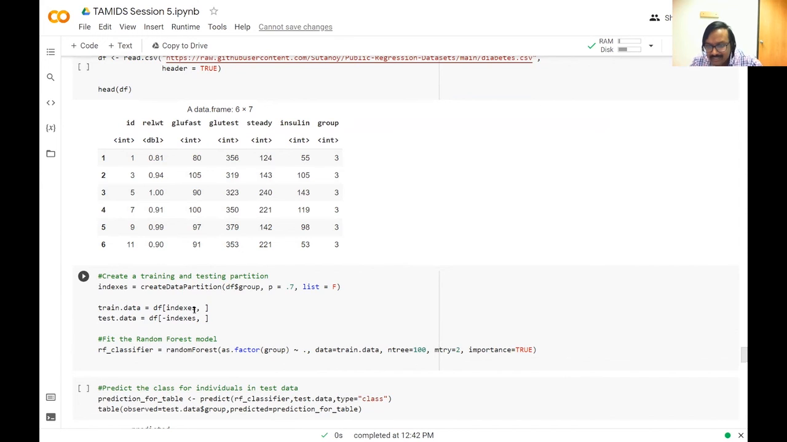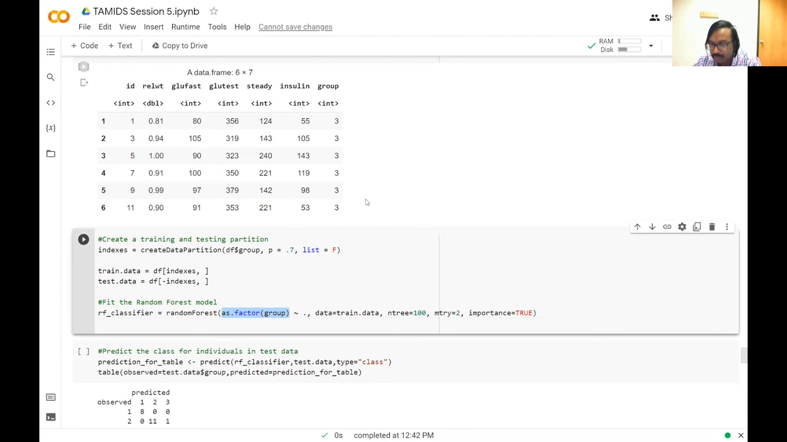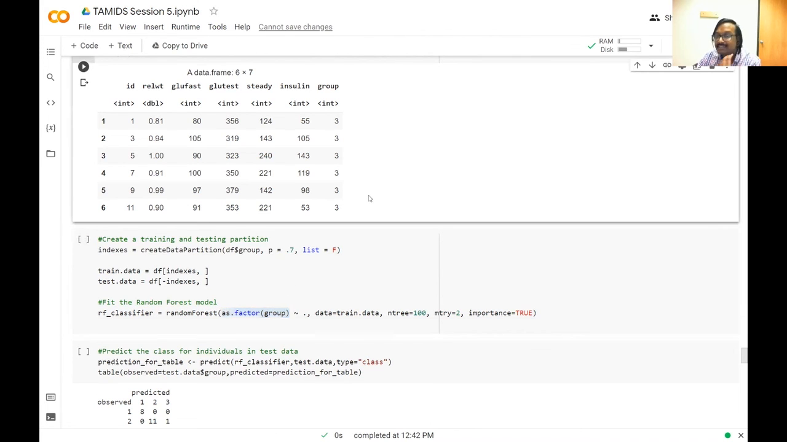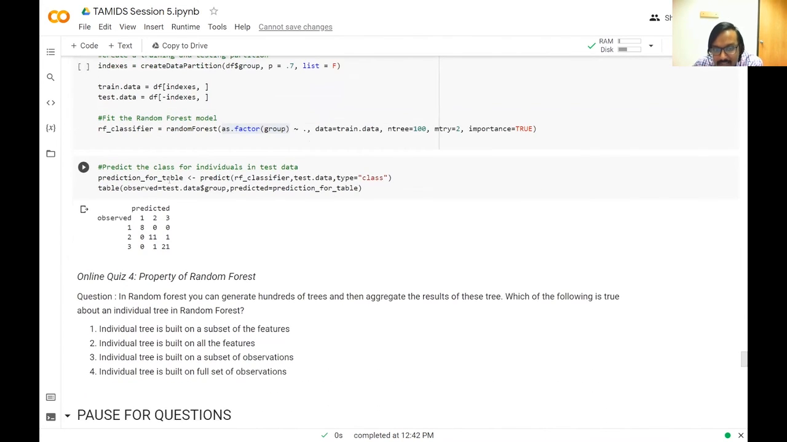So once again, we split the data into training and testing, and then we look at the random forest function. Notice that here I have put as.factor(group) to tell R that this group must be treated as a discrete variable. Based on that, if you make a prediction, you can see that we have the observed and the predicted values. And you can look at the overall accuracy to check the quantitative performance.